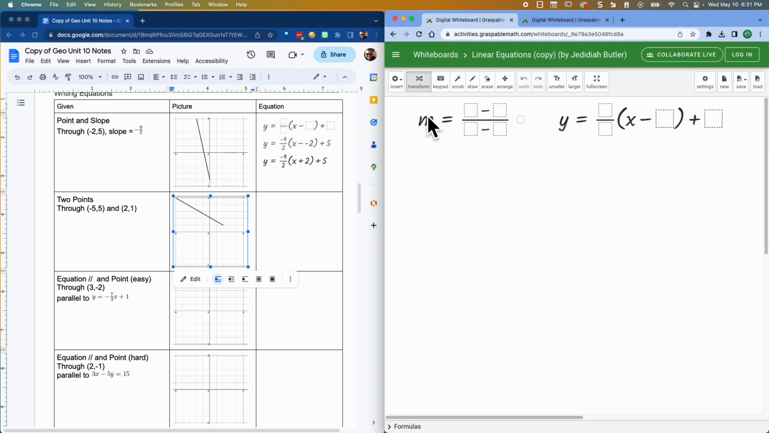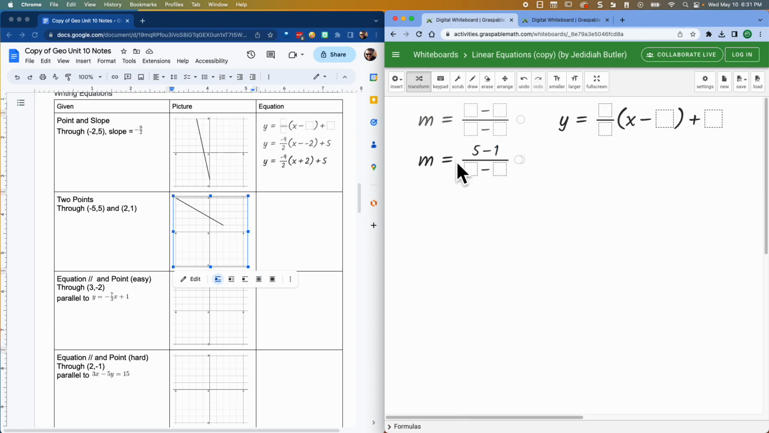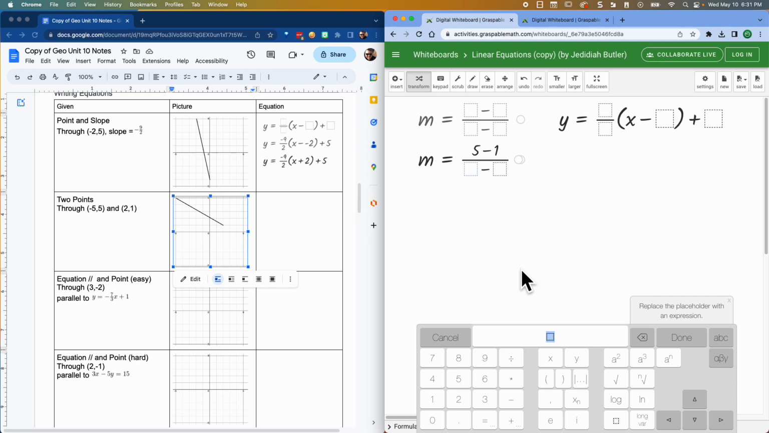With this setup, the m equals, that's where we're referring to the slope. So I'm going to put in the difference in the y values up top, because that's my rise. So we start out at 5, and we get to 1, and we started at -5, and we went to 2.